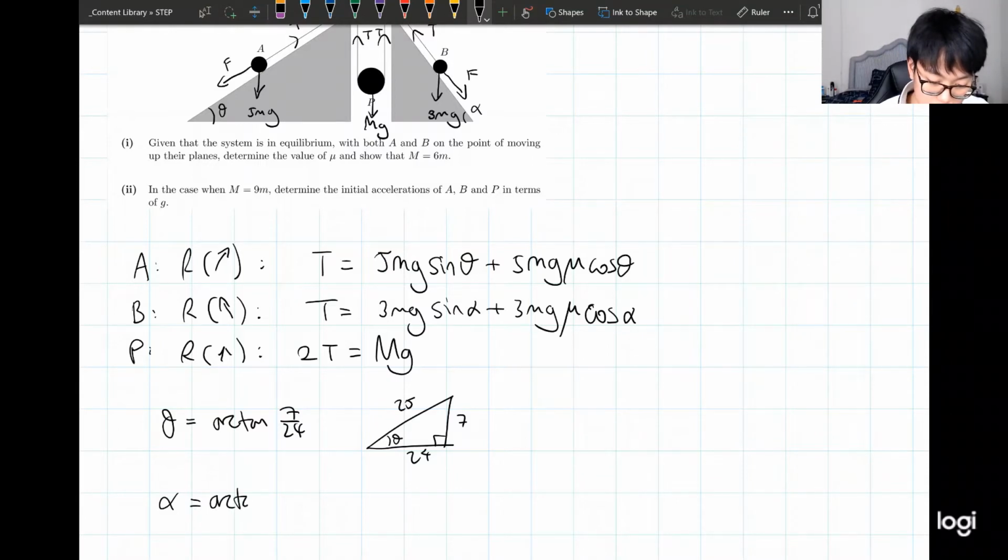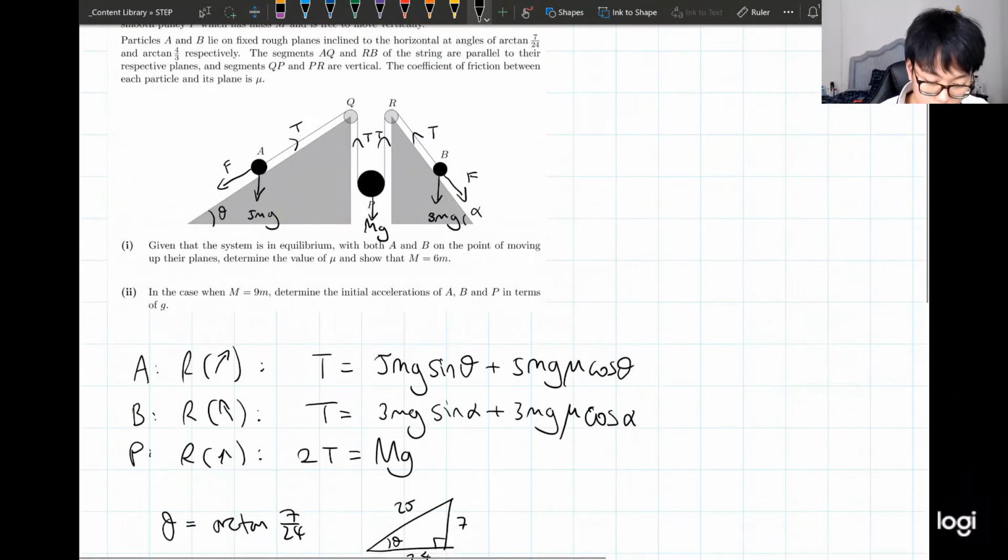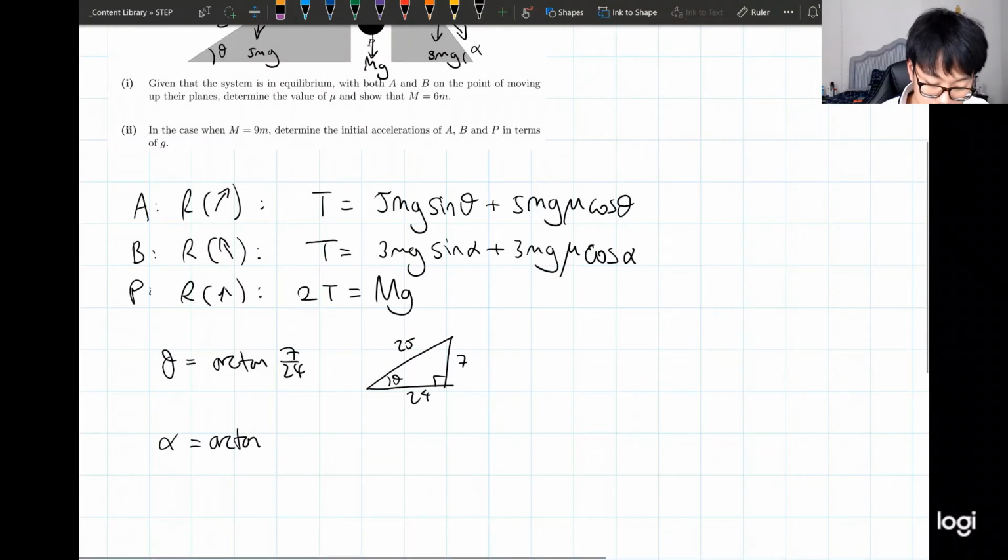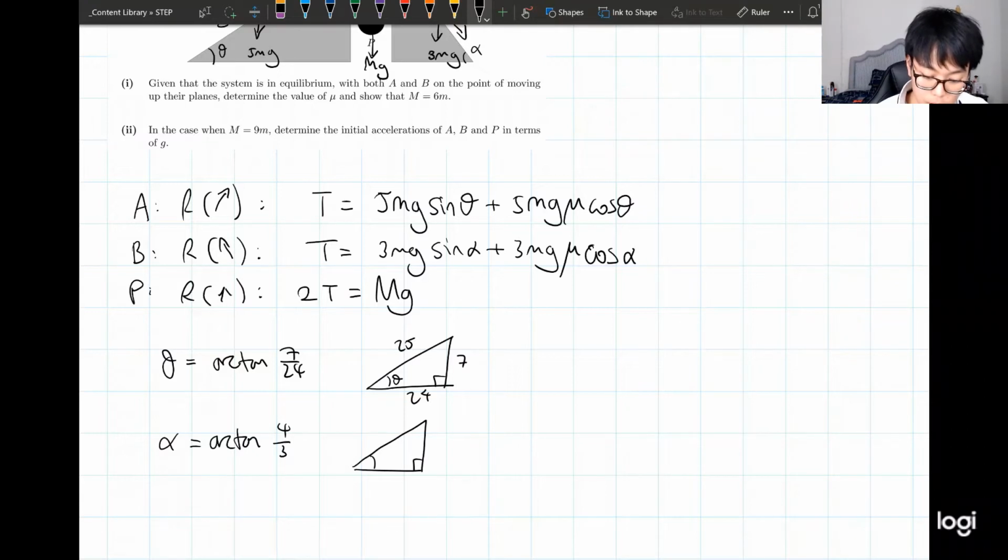Alpha is arctan 4/3. The exact same thing applies. In fact, this one is a little bit easier: 4/3, and so we have our Pythagorean triple. Now you can work out what sine alpha and cos alpha are.